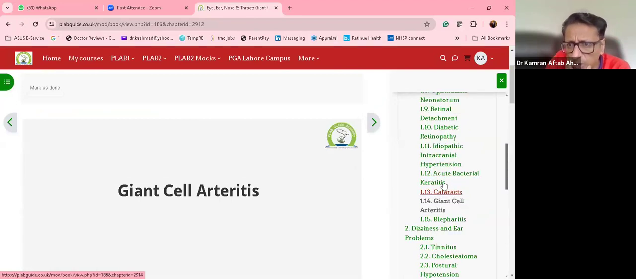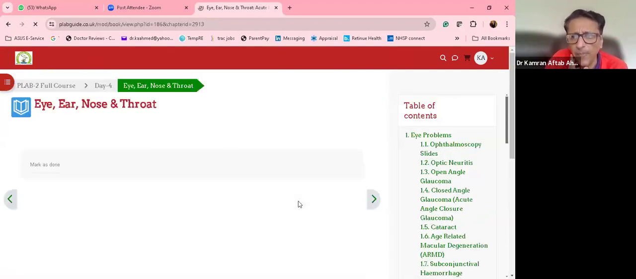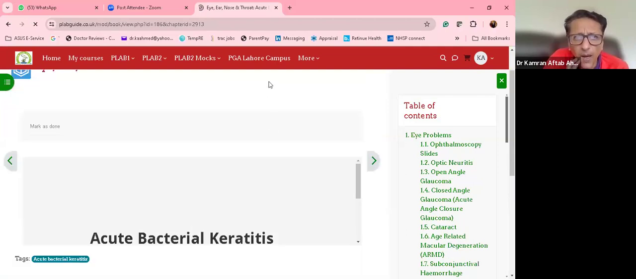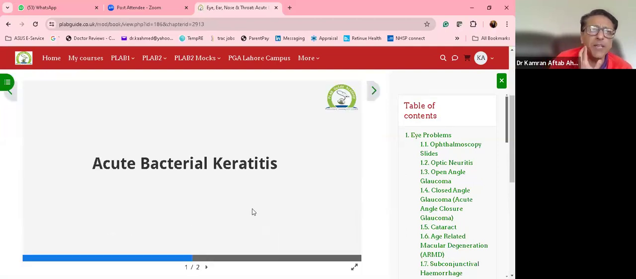Before this one, I will do keratitis. So the next one is keratitis, acute bacterial keratitis. This is the other name of corneal ulcer. Please remember, it's the corneal ulcer or acute bacterial keratitis. You can use whatever term suits you.